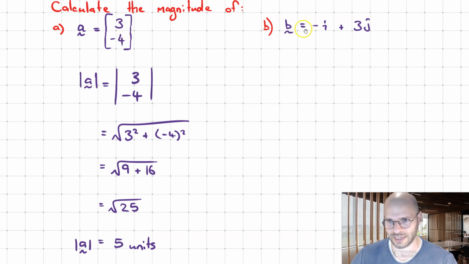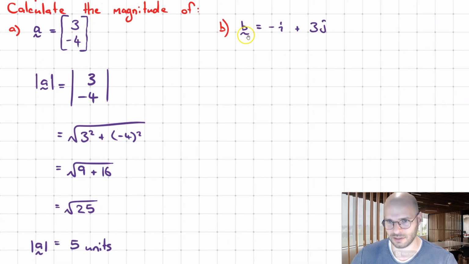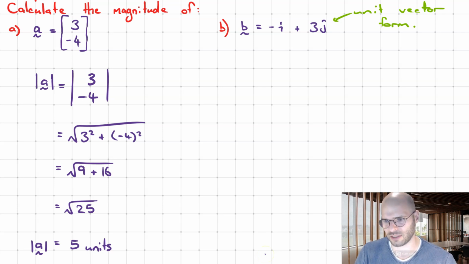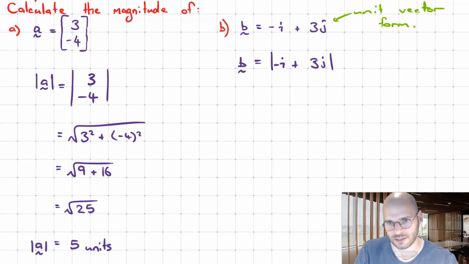Now let's look at B. We have vector B. It's defined as negative i plus 3j. Notice that this one over here is in unit vector form. Now just because this is in a different form doesn't mean we can't do anything with it. Rather, we can just run it like it was before. So we're going to have negative i plus 3j, and all of these are in the modulus symbol because we want to find the modulus of vector B.